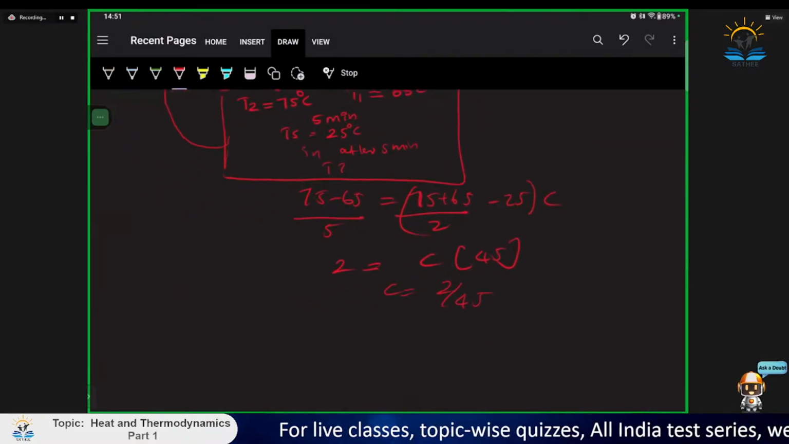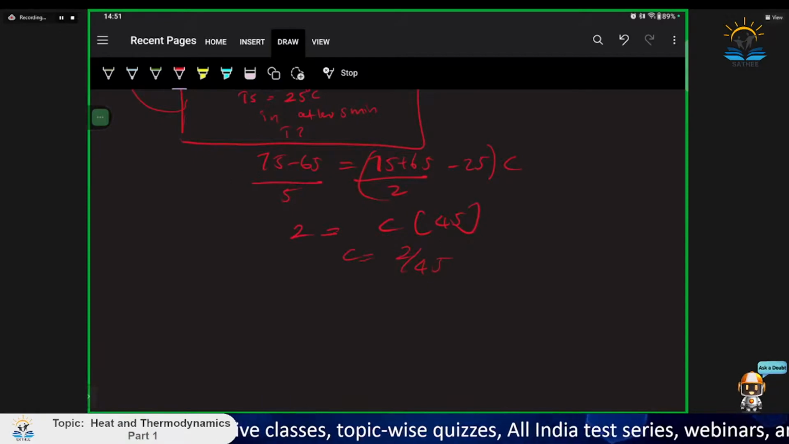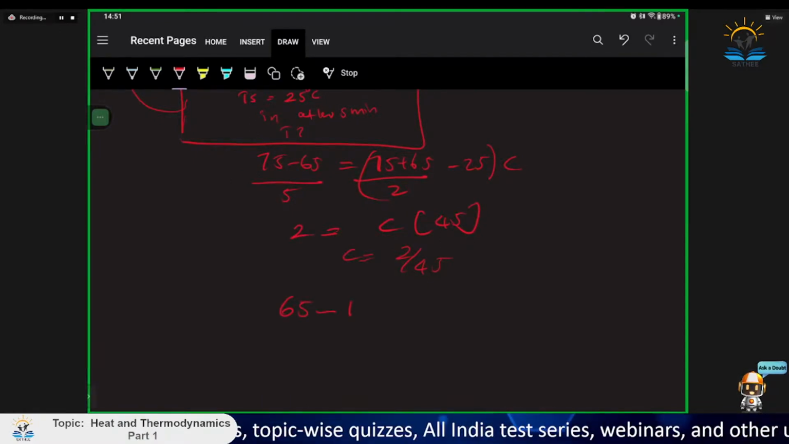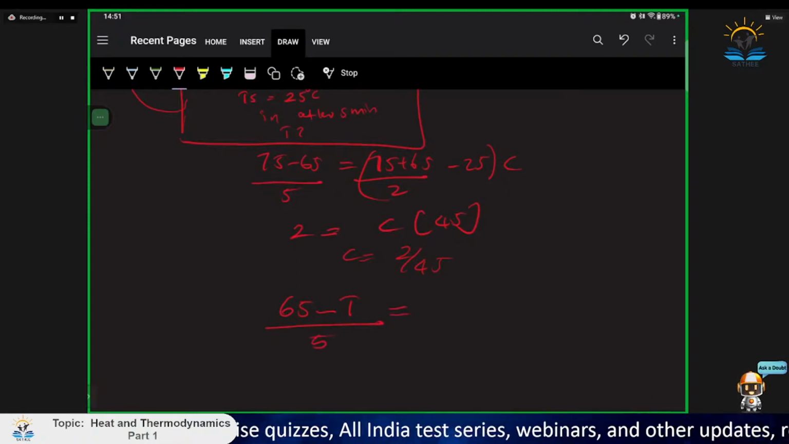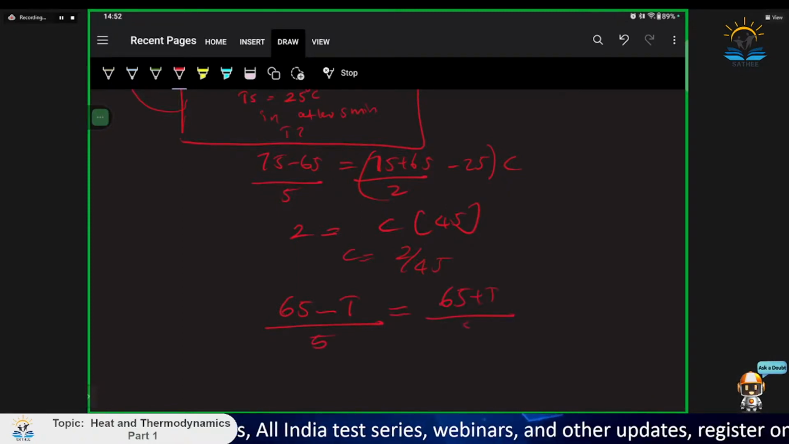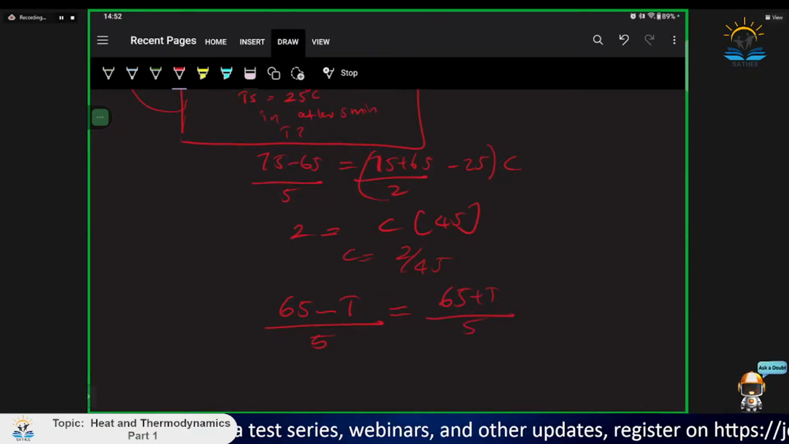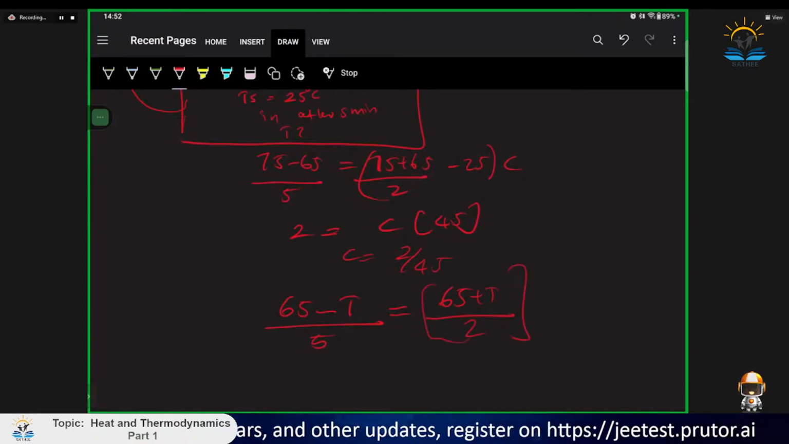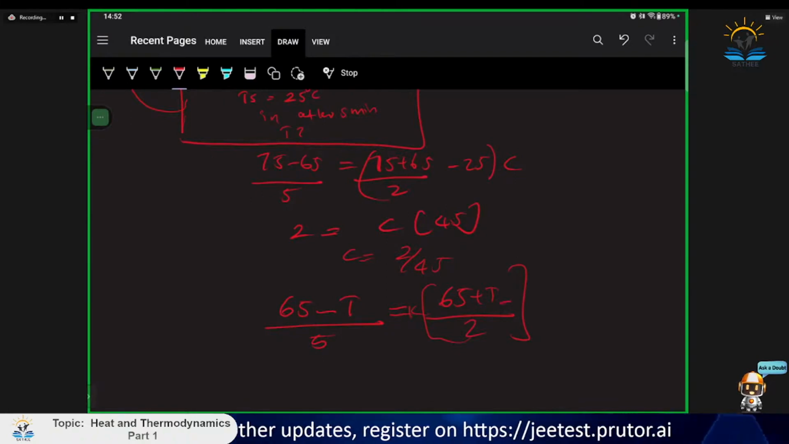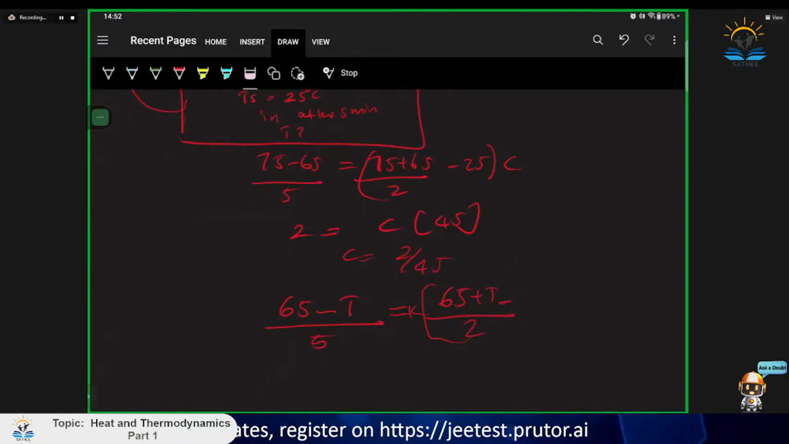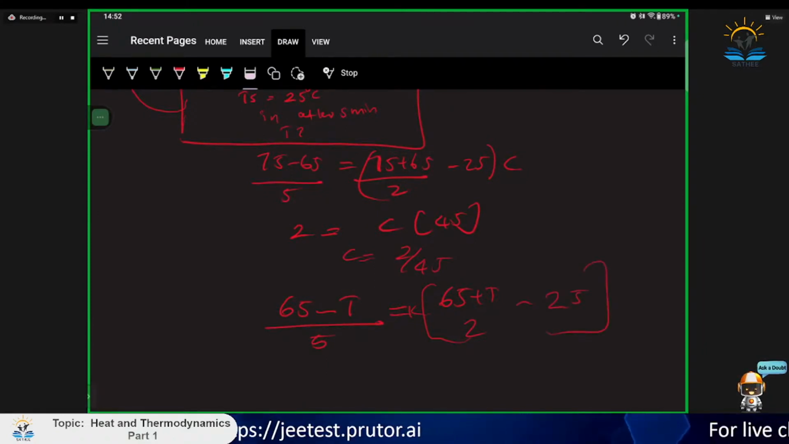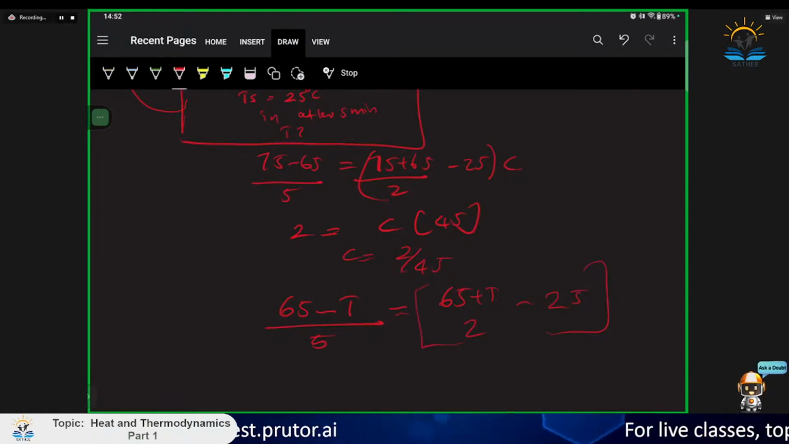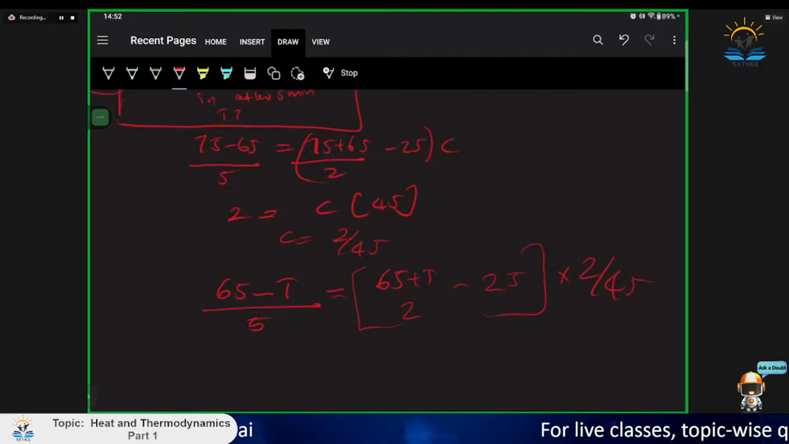T after 5 minutes. Okay, again putting here T2 will be 65, that is different, and T is the thing we want to find, and time is again 5 minutes, is equal to 65 plus T by 2 into a constant minus 25, and we got the constant as 2 by 45. So we will get T is equal to 57 degrees Celsius.